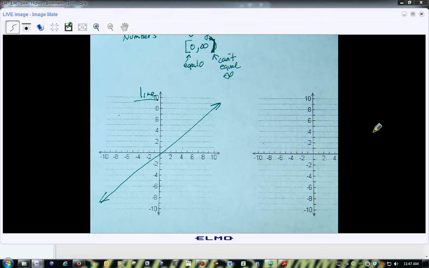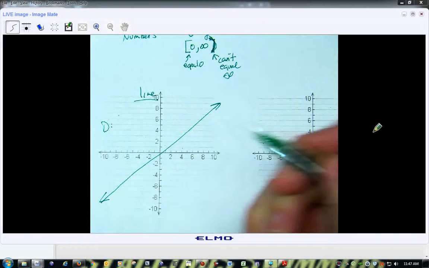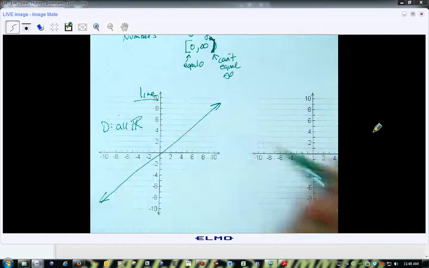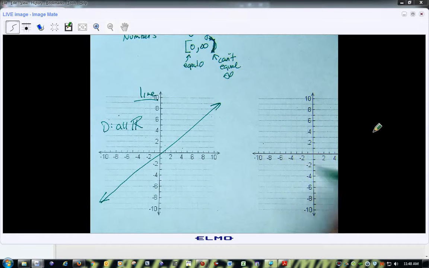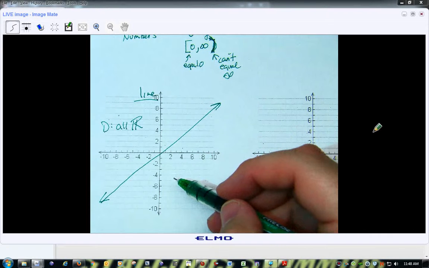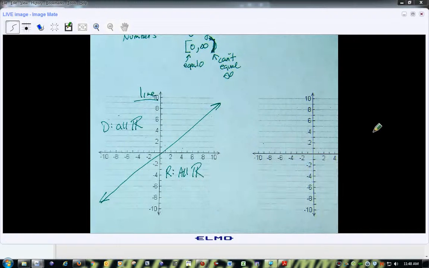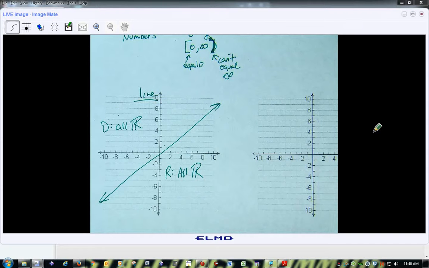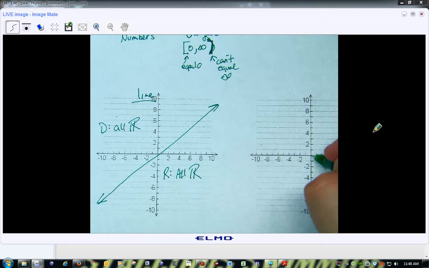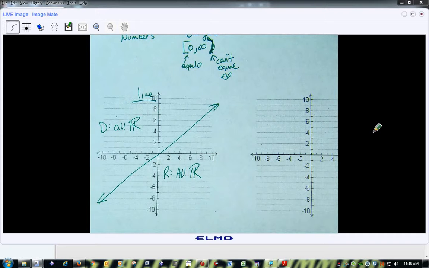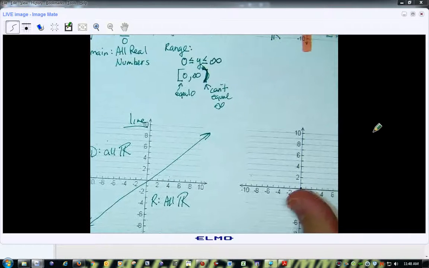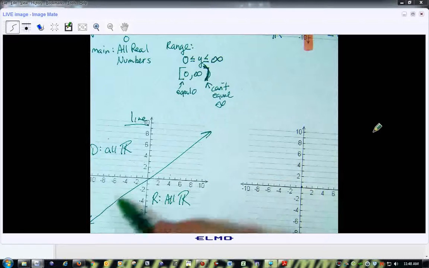Now for a line, are there any x's I can't use? So the domain's all real numbers. Are there any y's I can't use? No. All real numbers. So for a line, your domain and range are all your real numbers. Well, this line is going forever. That's what the arrows mean, right? So it keeps going and going and going.